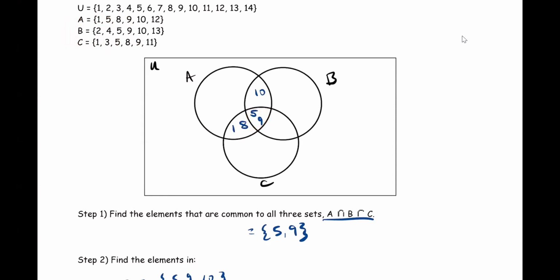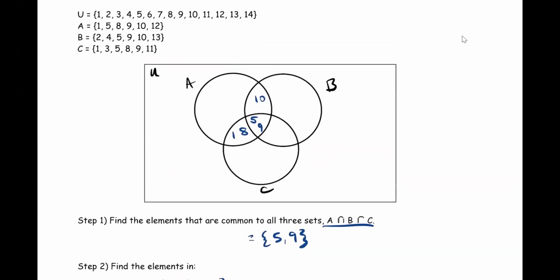So now we just have to focus on B and C. That would go here. So what's common between B and C besides 5 and 9? That's it. No more. There's nothing common, right? So just blank. Yeah, just blank.